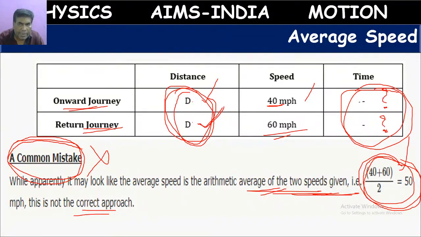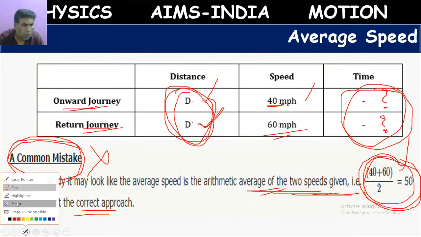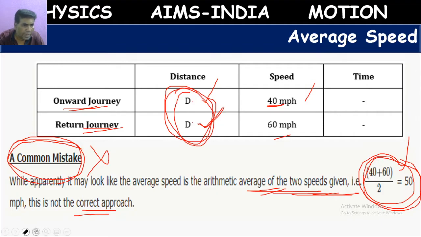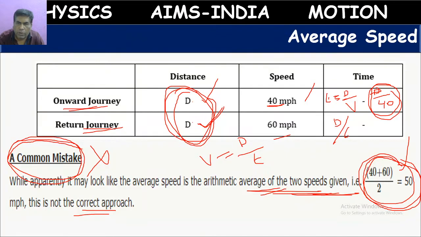What is the total time? We have to find it. How to calculate time here? What is the formula of time? We know that velocity equals distance by time. So time equals distance by velocity. Here the distance is d and the velocity is 40, so d by 40 is the first time. Like this, during the return journey, d by 60 is the second time.